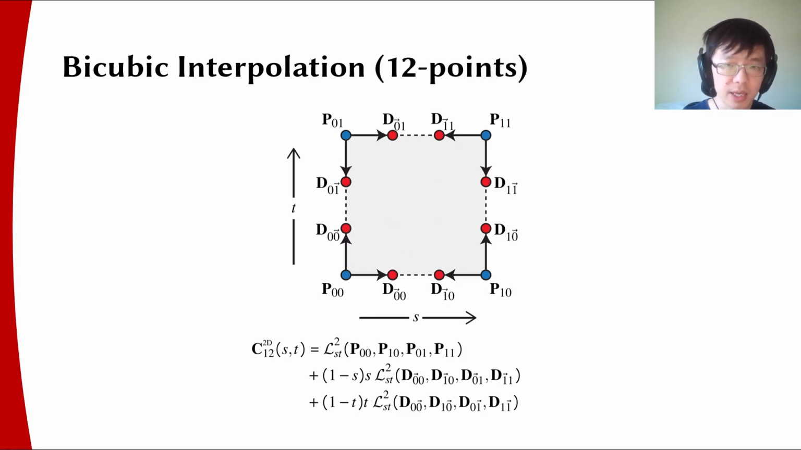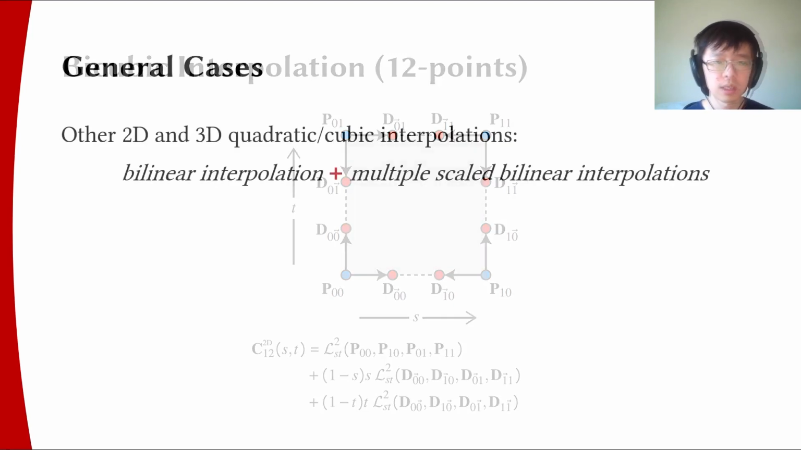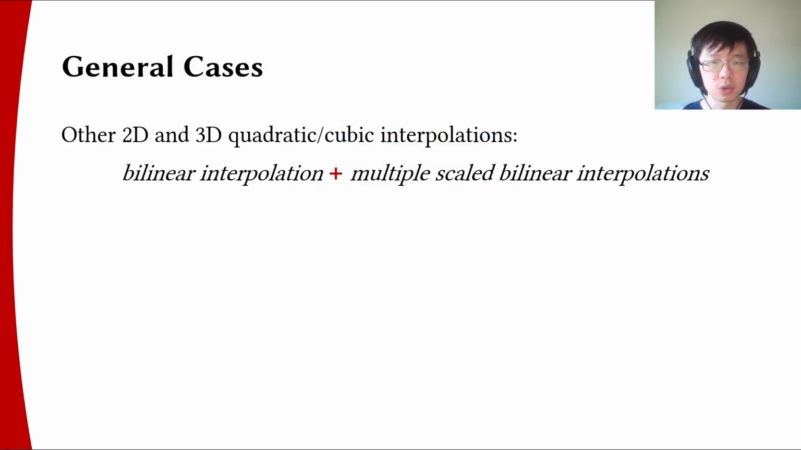In fact, we can ignore the term that involves second-order derivatives and still get no quality reduction in practice, as we will show in later results. This is because the term we ignore is close to 0. This simplified form only uses 12 data points and is simpler to compute. In our paper, we show that other 2D and 3D quadratic and cubic interpolation can also be written as bilinear interpolation plus multiple scaled bilinear interpolations, and this allows a very efficient hardware implementation.